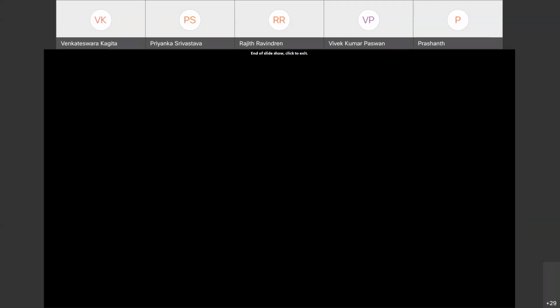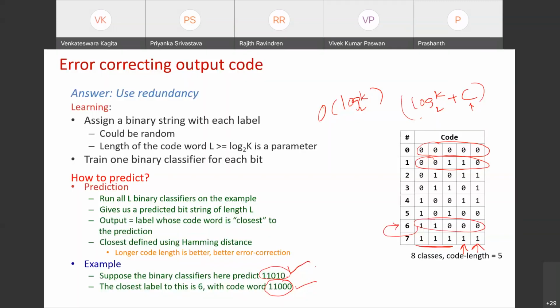Any queries so far? That's all we have done. So we'll go to hidden Markov models quickly if you have no queries. Any query? Yeah, Prashant.